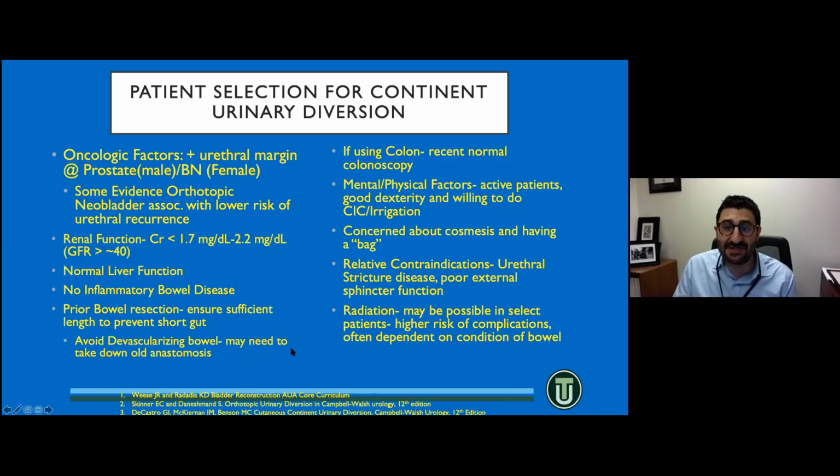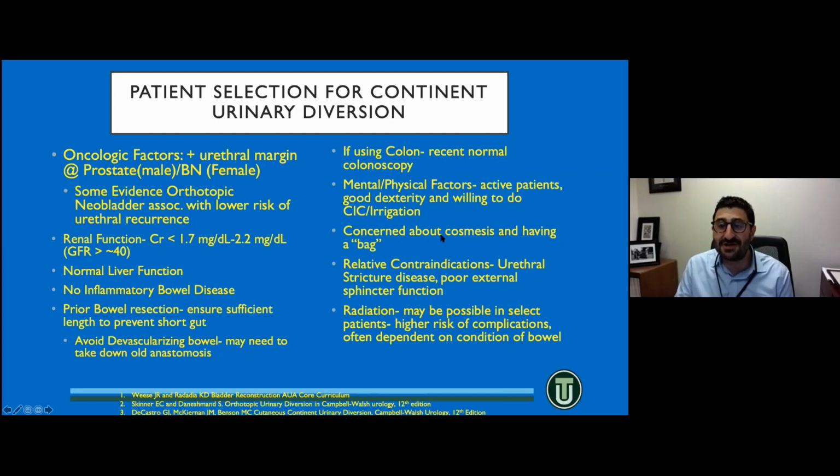If it's close by your segment that you're going to use. If you're using the colon in your diversion, they need a recent normal colonoscopy. Also consider mental and physical factors. Are they active? Do they have good dexterity? And are they willing to take care of the continent diversion?